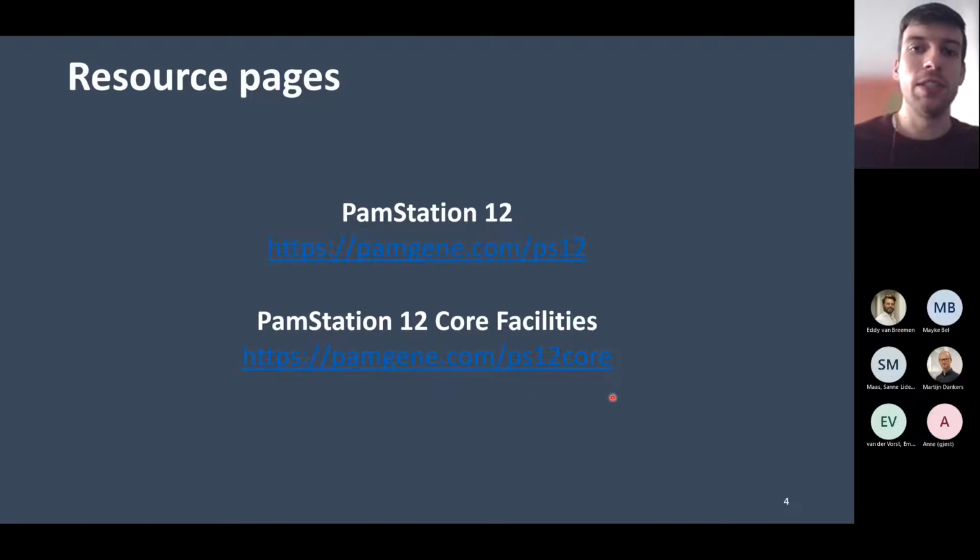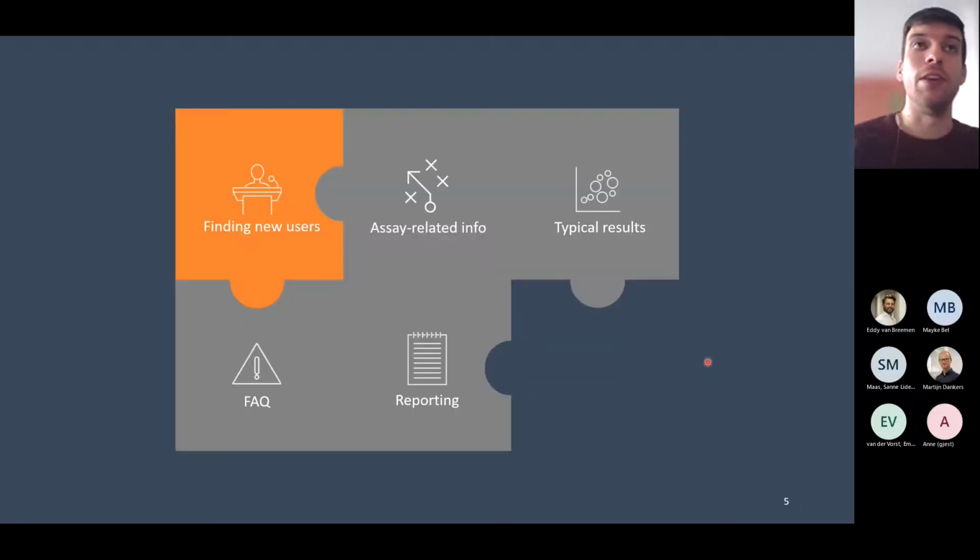So moving on to the first section, this is on how to find new users. So of course, if you have the PS12 system, you want people to run on the system because otherwise there is no use having the system in the first place. And we've noticed that in some cases, it can be difficult to find new users. So here I would like to show you some approaches that we take to find new users, both from the academic side as well as the industry side, which can also be very interesting for you.